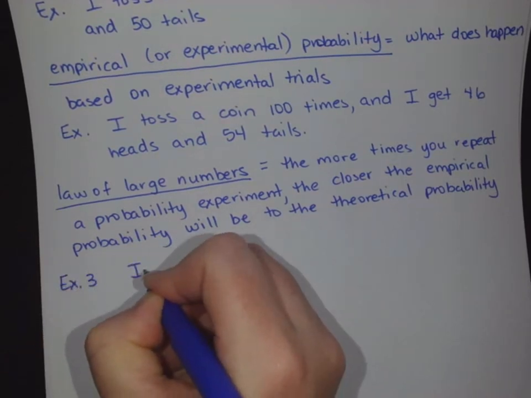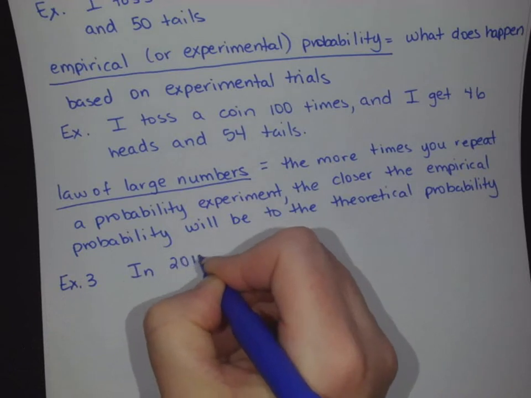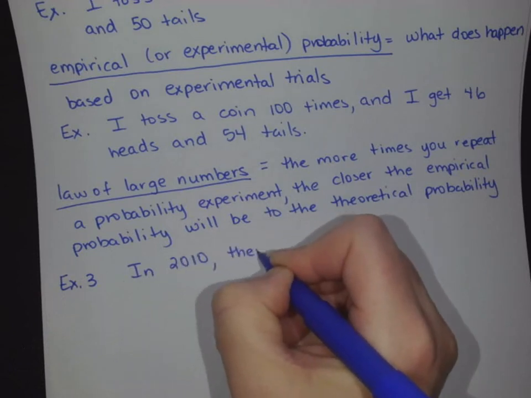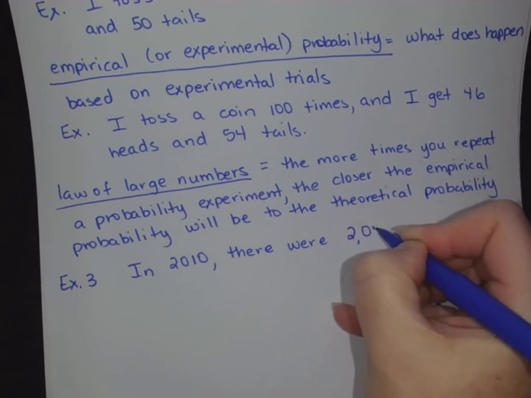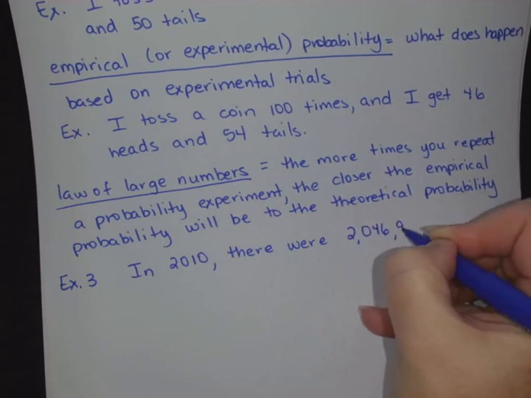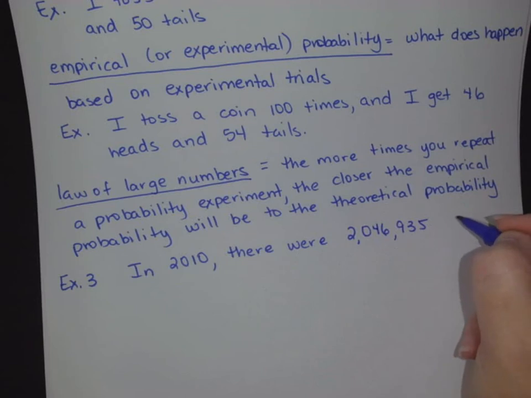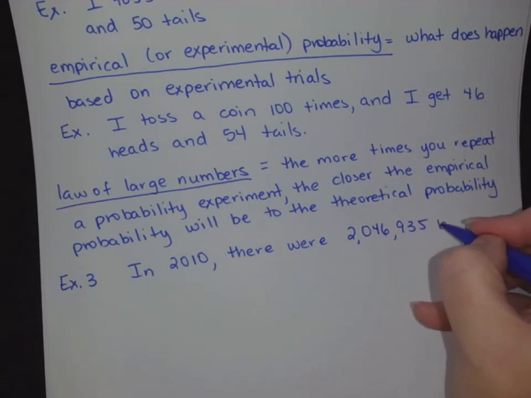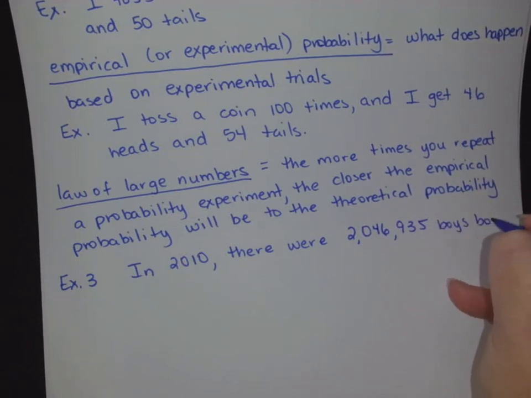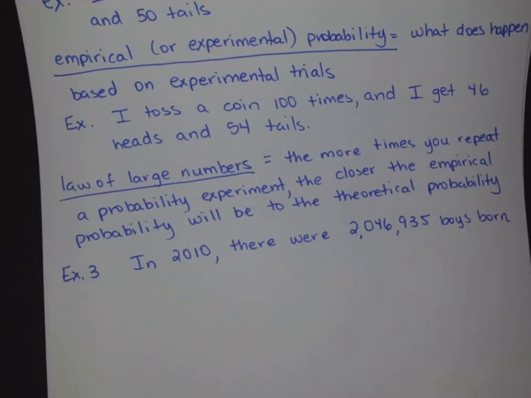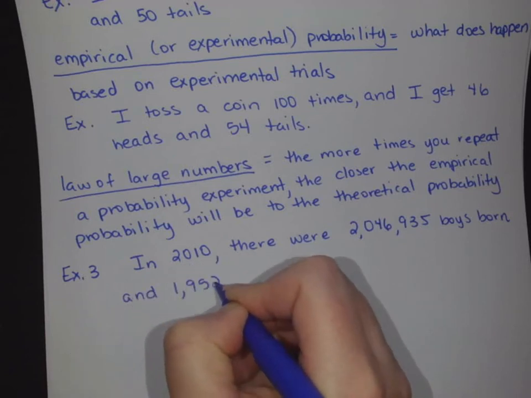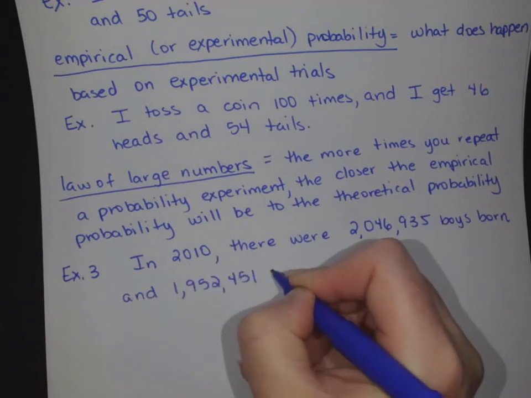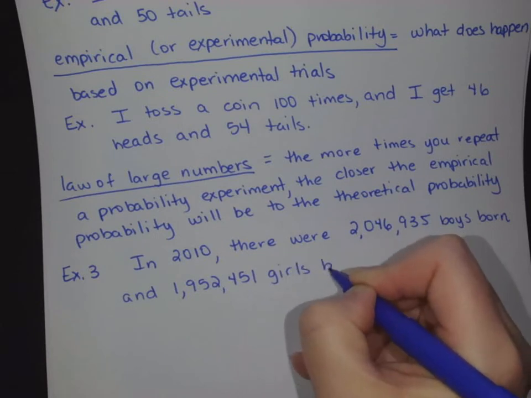All right, so let's look at a word problem where we take a really large quantity of data that would definitely qualify for the law of large numbers and see what we get. So according to the census data for a certain year, there were 2,046,935 boys born and 1,952,451 girls born in the U.S.